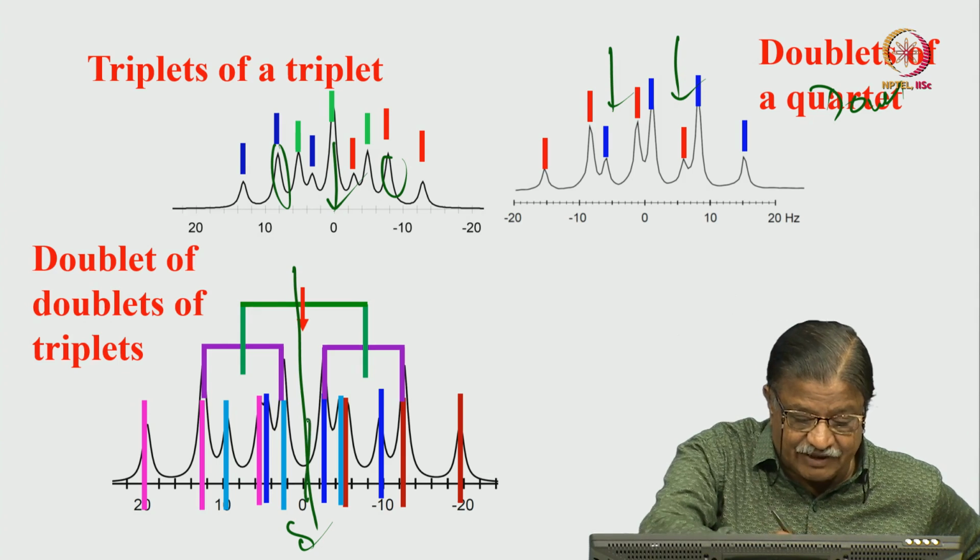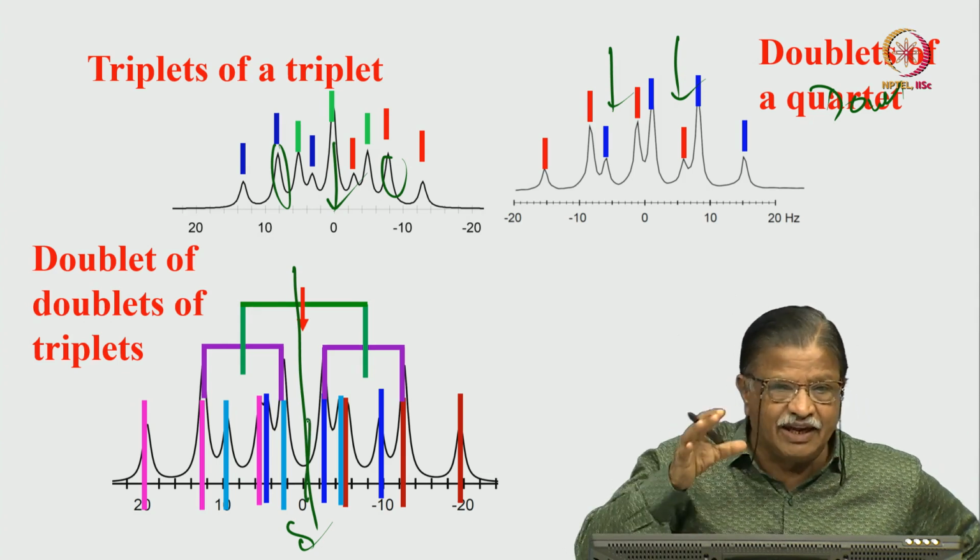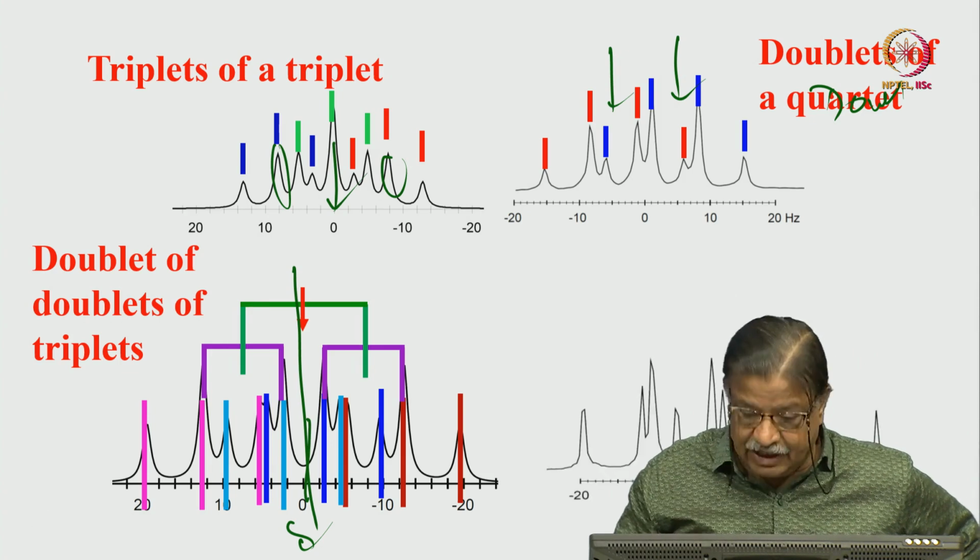You always start from the center of this multiplicity pattern. You should carefully think what could be the pattern. Based on that you can start arriving at it.